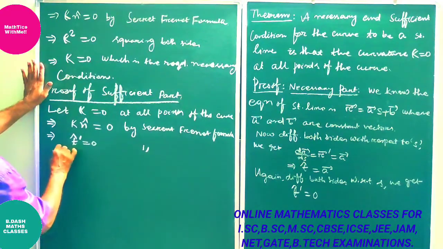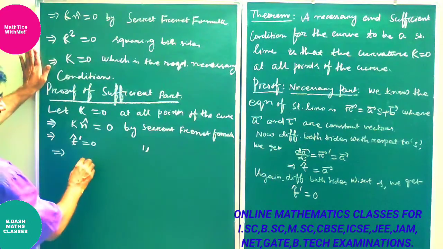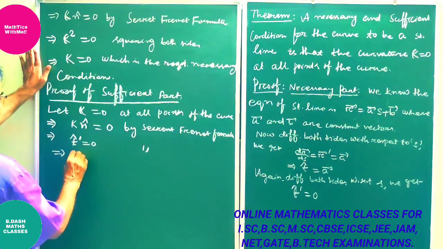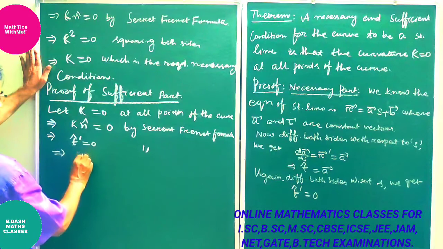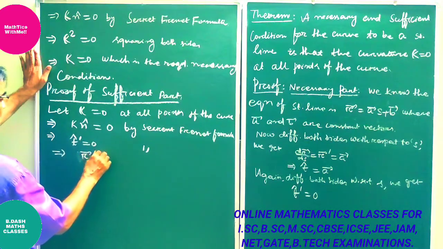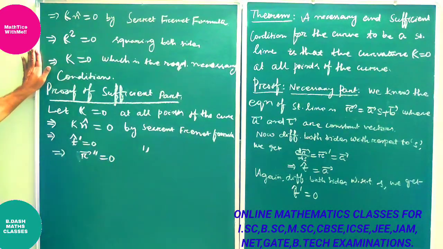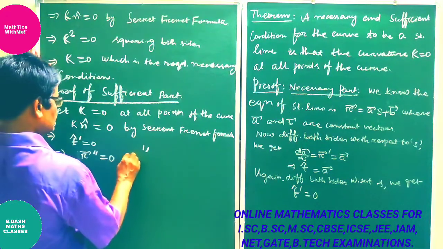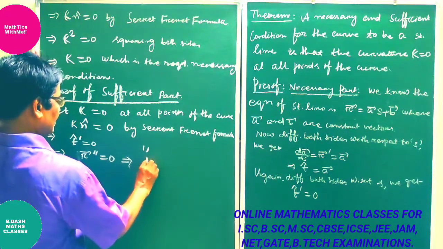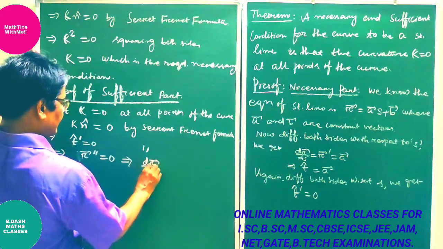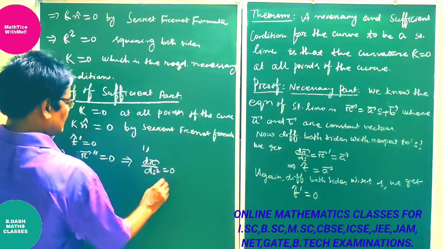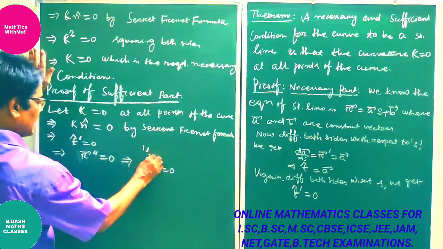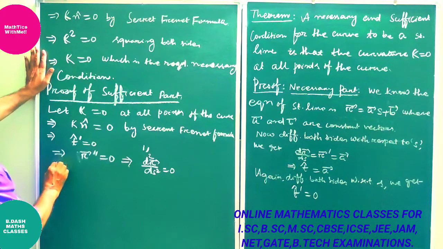So this implies vector r double dash is equal to 0. So this implies d square r by ds square is equal to 0.